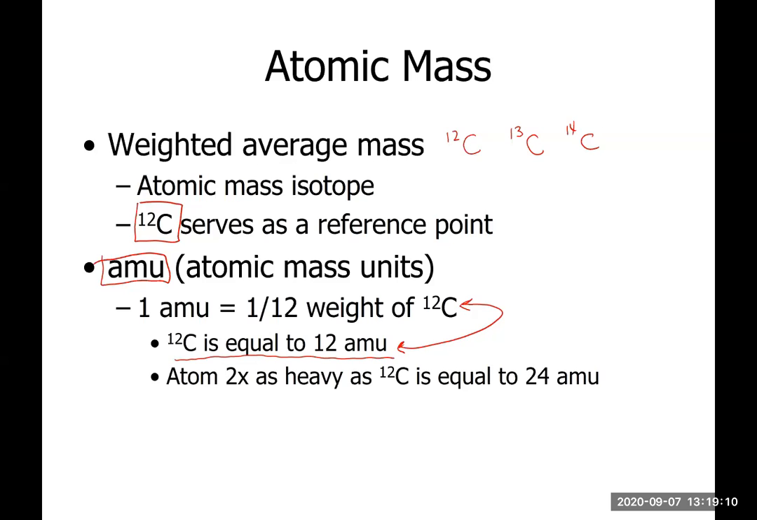That also means that an atom that's 2 times as heavy as C12 is going to be equal to 24 atomic mass units. What if we had an atom that is 1/2 times as heavy as C12? Then that atom would have atomic mass unit of 6.